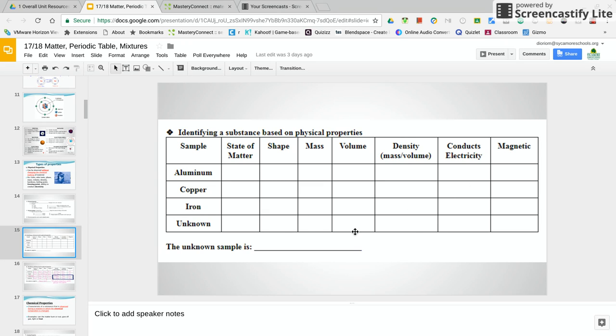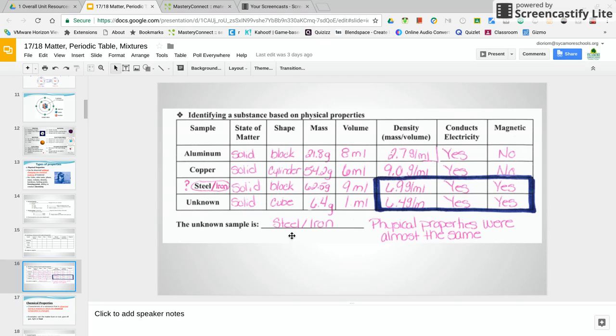And you actually identified an unknown as one of those three based upon its physical properties alone. And you told me that it was steel that we were looking at, or iron. I believe it was an iron piece that I had this year.